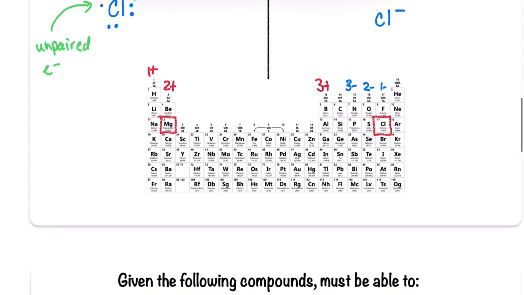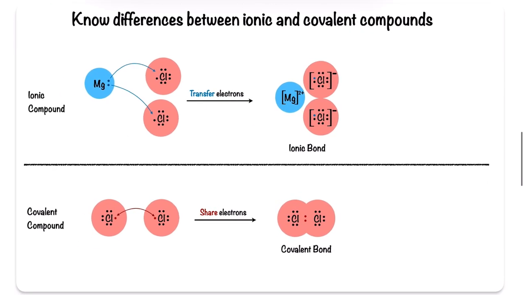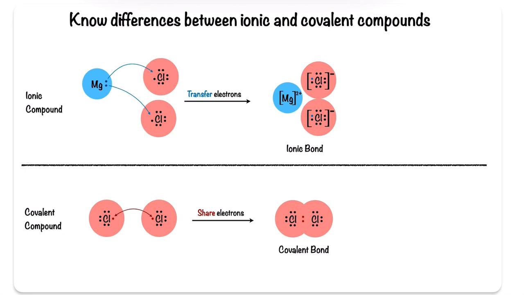Now let's consider the differences between ionic and covalent compounds. Okay, so recall that for an ionic compound, the key here is that the electrons are transferred between atoms, meaning one atom is going to take that electron completely toward itself. Covalent compounds, however, they share electrons. So what this means is that you're not going to form ions. Instead, the electrons are going to be shared between two atoms. So let's look at ionic compounds first.